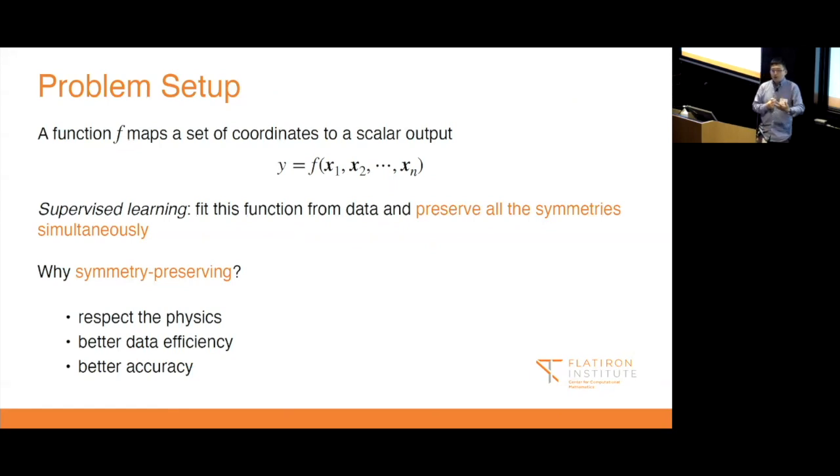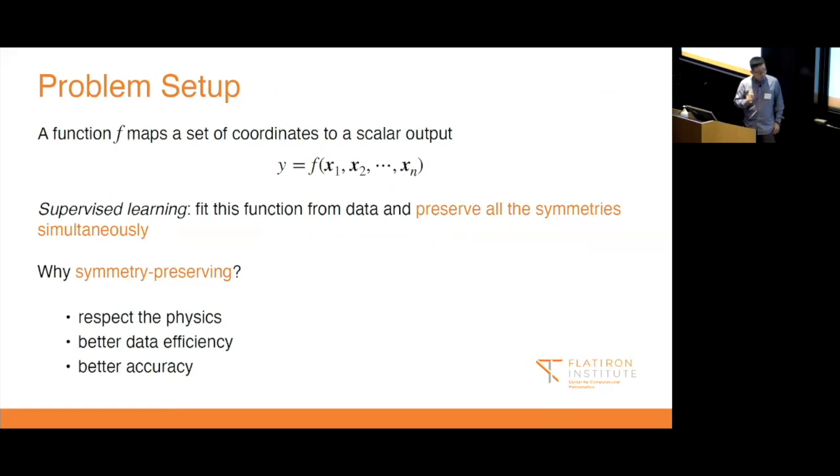Following a similar argument, preserving symmetries can also provide better accuracy, especially in the generalization regime. If you learn a certain configuration of x1 to xn accurately, then up to rotation, translation and permutation, they are always within the same accuracy. So this is another perspective on symmetry preservation.